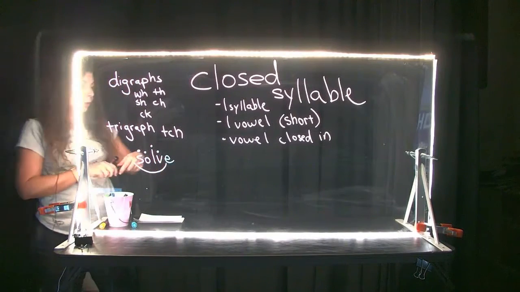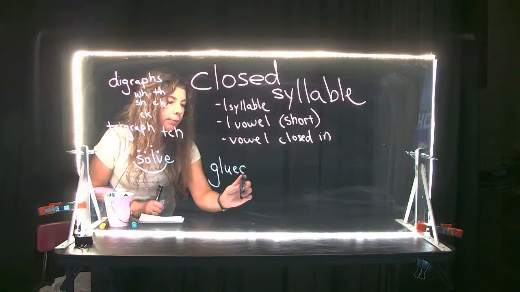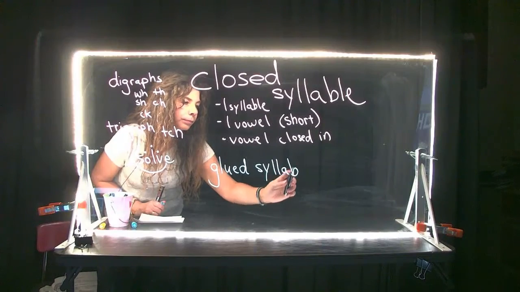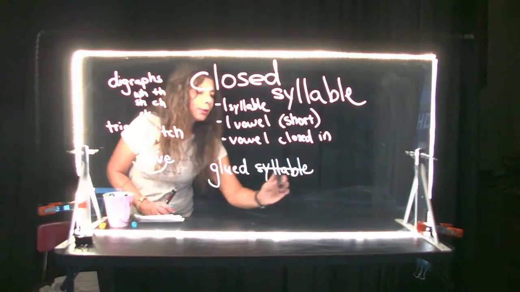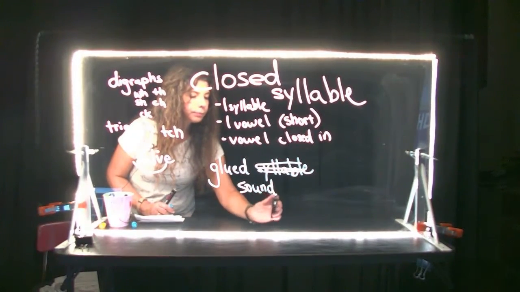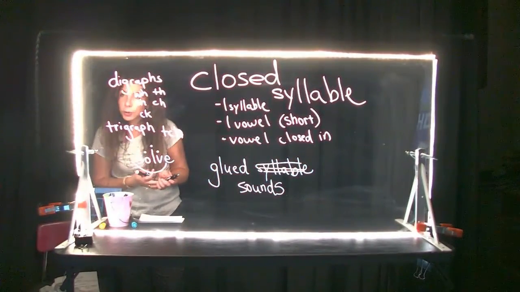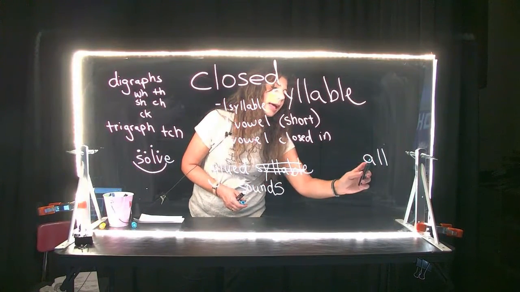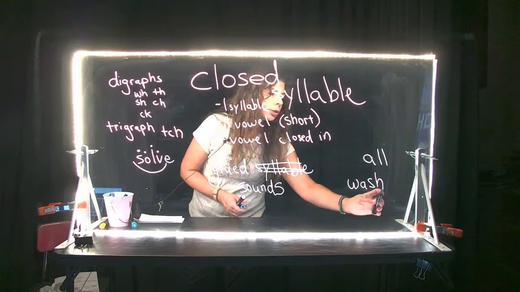And then we reviewed the glued sounds, which also fall under the umbrella of your closed syllable. Oops, not glued syllable, glued sounds. Sorry, third grade. Those are part of a closed syllable because they have a short vowel sound, except for the aw. And we learned that A can make an aw sound, like in the word wash and squash.